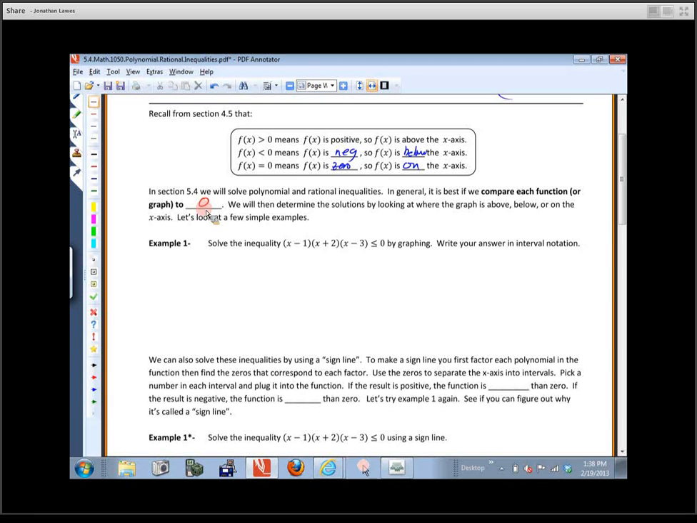Because then we can use the zero property of multiplication, or graphically we compare it to the x-axis. We just need to know whether it's above or below or on the x-axis.